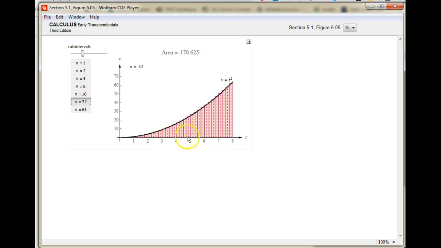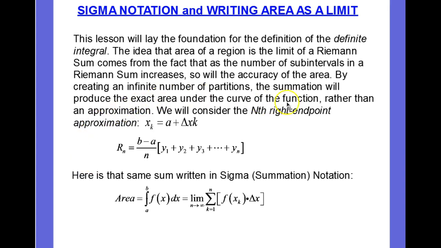Well, what are they doing? They're increasing. We're increasing the total number of rectangles. What is the number of rectangles approaching? Well, as the width of the rectangle approaches 0, the number of rectangles, or the number of subintervals, approaches infinity. So as we let the number of subintervals approach infinity, our area begins to converge on a value that would be the exact value of the area under the curve. So that's what they mean when they say, by creating an infinite number of partitions, the summation will produce the exact area under the curve of the function.